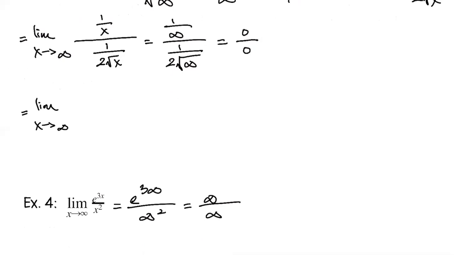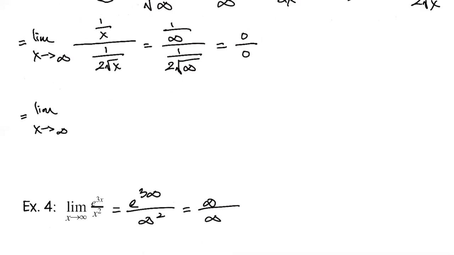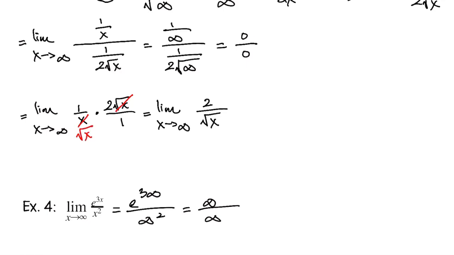actually, wait, sorry. So for this one, if we wanted to simplify this a little bit more, we could write this as 1 over x times the reciprocal of the bottom, right? Because dividing by a fraction is like multiplying by the reciprocal. And when we do that, if we simplify this a little bit more, we're going to end up with 2 over the square root of x, okay? Because this square root of x and this x reduce to a square root of x on the bottom.